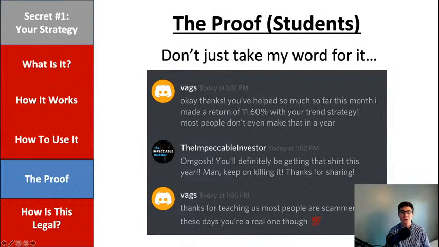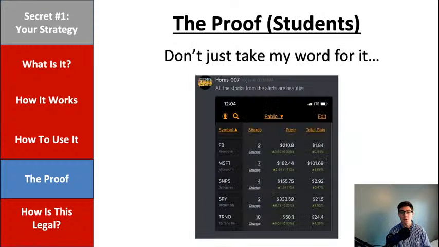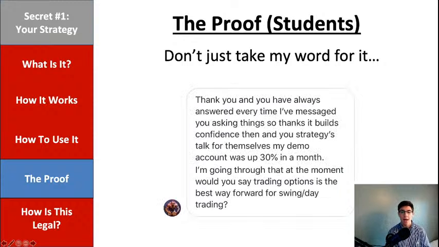So don't just take my word for it. Here's Vags, a student of mine using the same system. He says, a return of 11.6% with your trend strategy. Thanks for teaching us. Most people are scammers these days. You're the real one, though. This student is up $900 from Google, 29% from Tesla, and this is all about following the trend. Okay, this student has all his stocks in the green because he's using a system that works, and this student is up 30% in a month as he's demoing it and testing out the strategy.